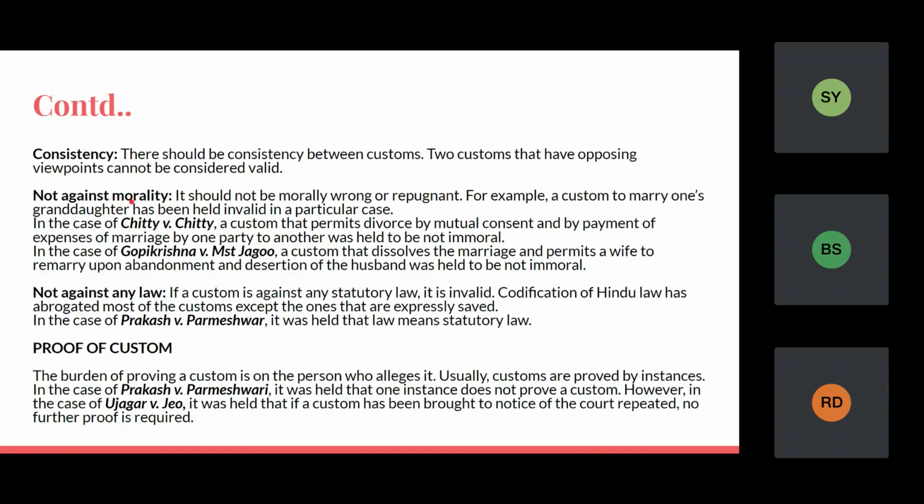Now, in the case of Chitti versus Chitti, a custom that permits divorce by mutual consent and by payment of expenses of marriage by one party to another was held to be not immoral. Another case, Gopi Krishna versus Jagu, a custom that dissolves the marriage and permits a wife to remarry upon abandonment and desertion of the husband was held to be not immoral.